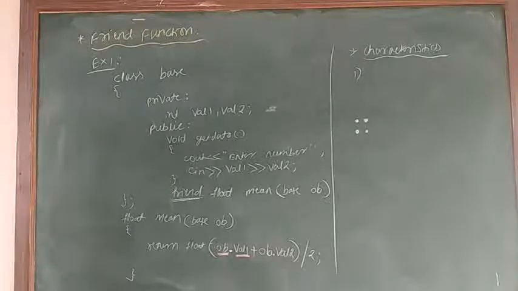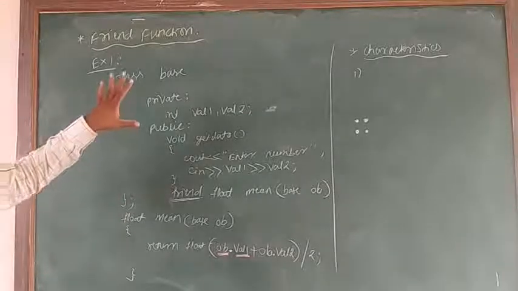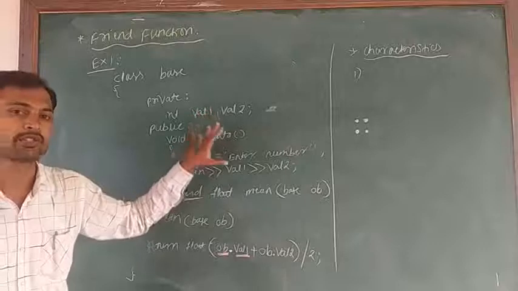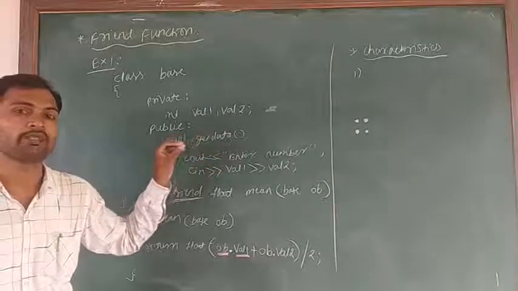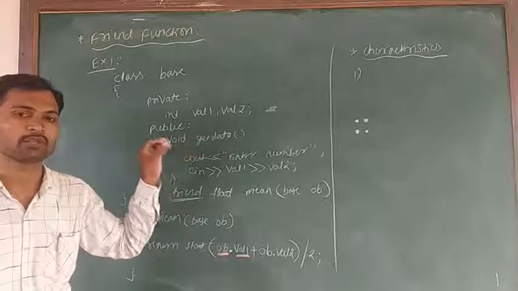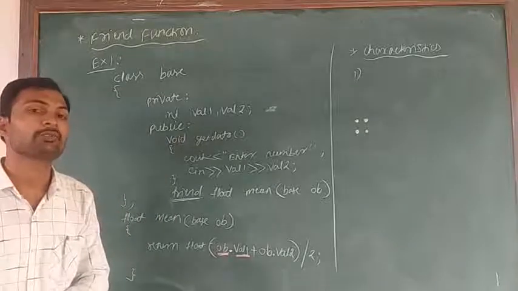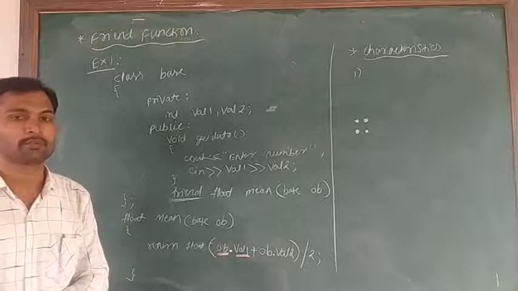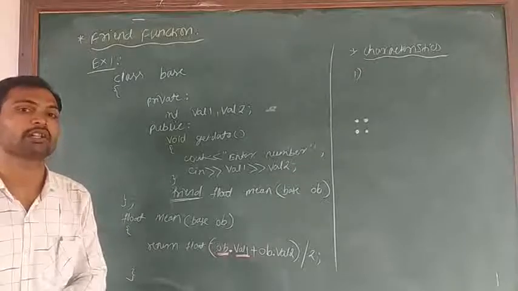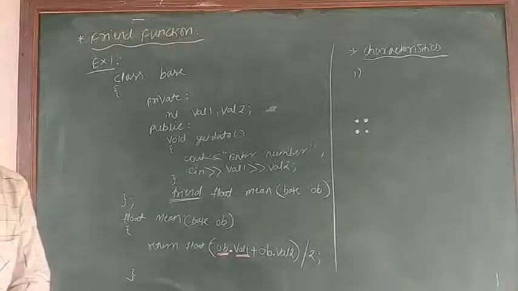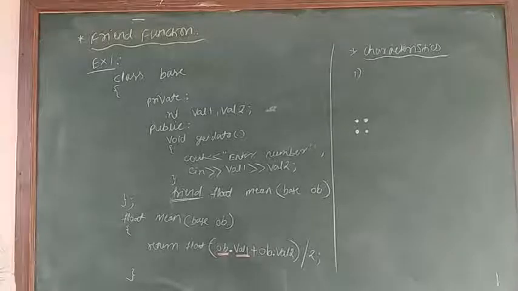Once again, I will repeat: what are the characteristics of a friend function? The first characteristic is that a friend function is a special function. It is a non-member function, but it has full right to access private, public, and protected data members outside the class.